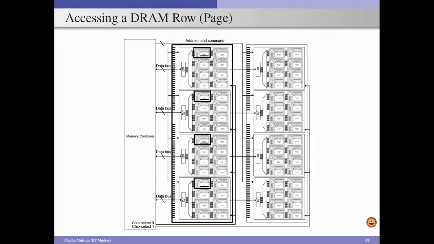So in this example, to access a DRAM row or page, we selected rank 0, within that we selected bank 0, and within that we selected a particular row. Because the bank is distributed across all these 4 devices, our hardware page or DRAM row is also distributed across all these 4. So the total size of a DRAM row is the sum of the sizes of the DRAM rows in each of these sub-arrays.